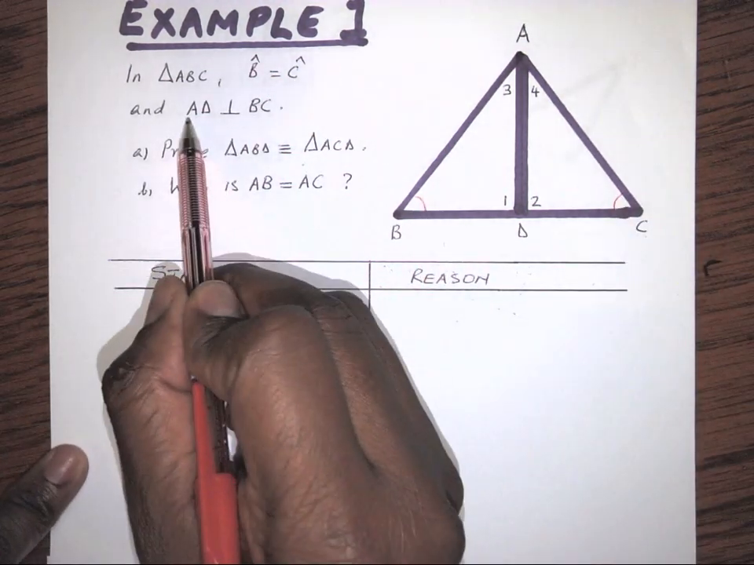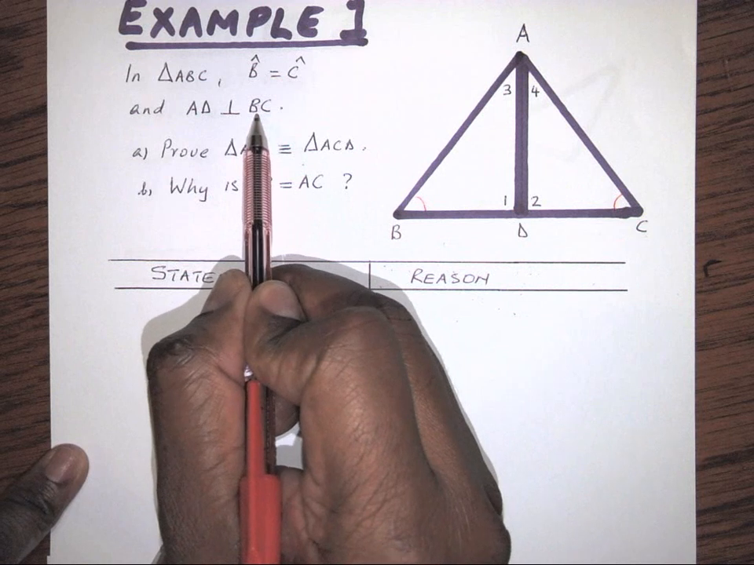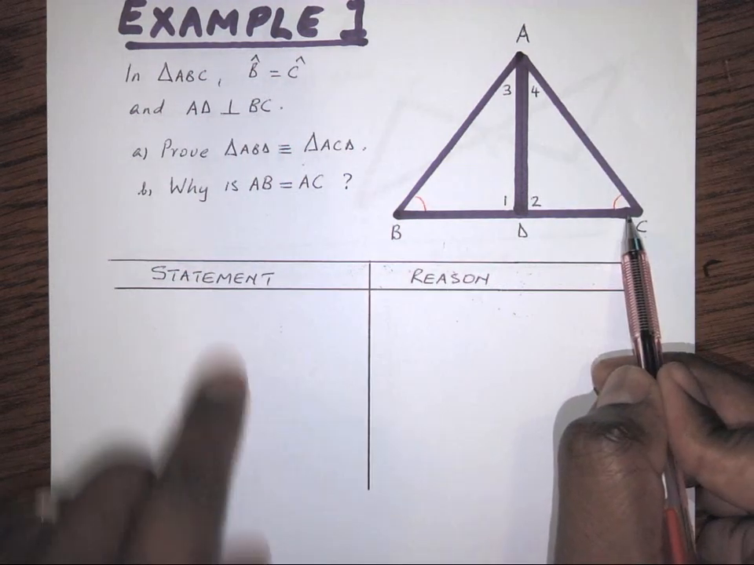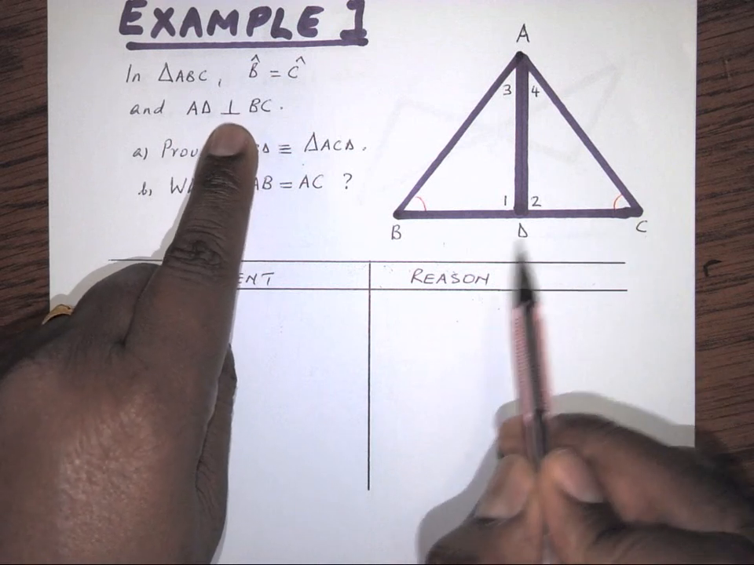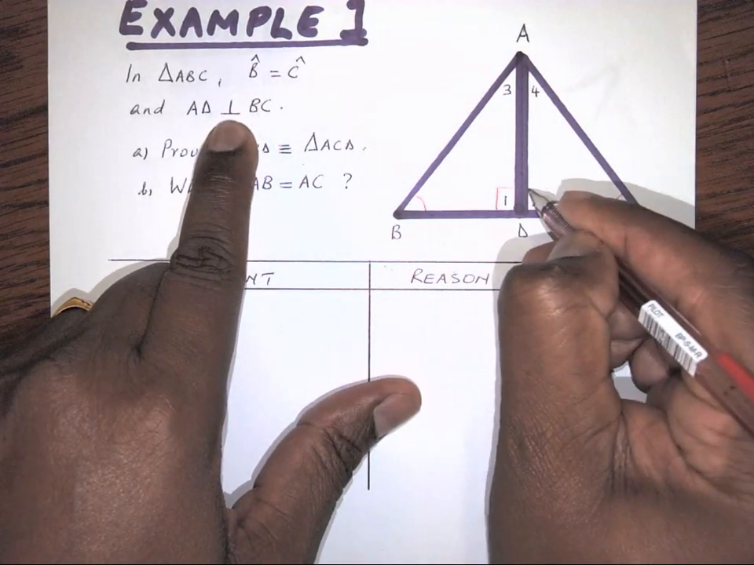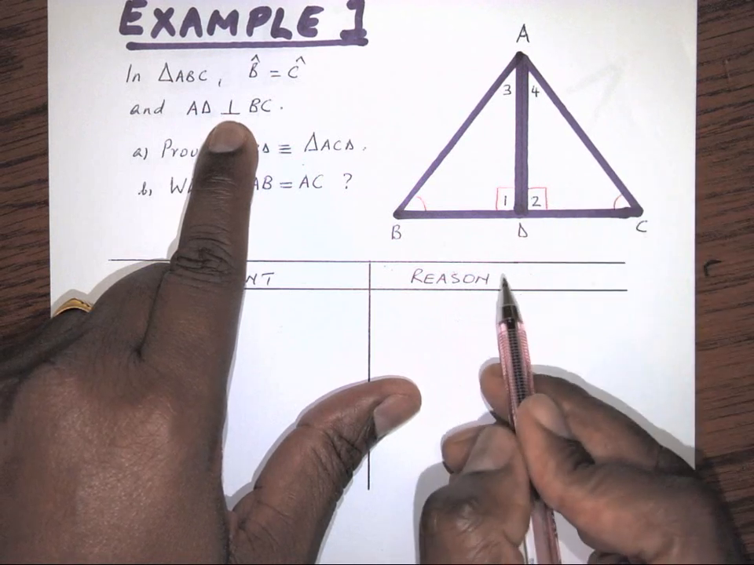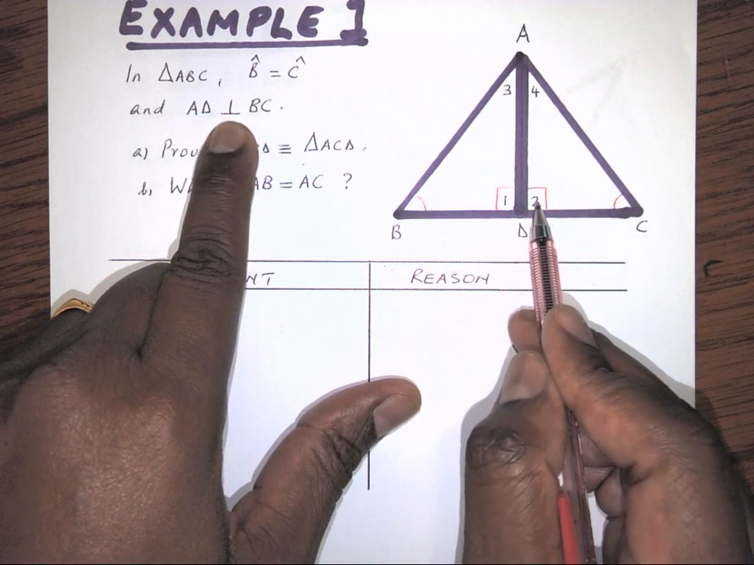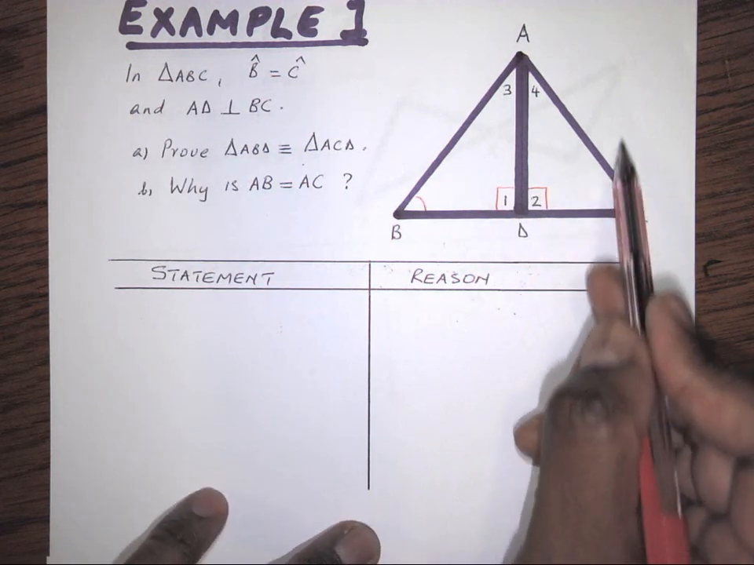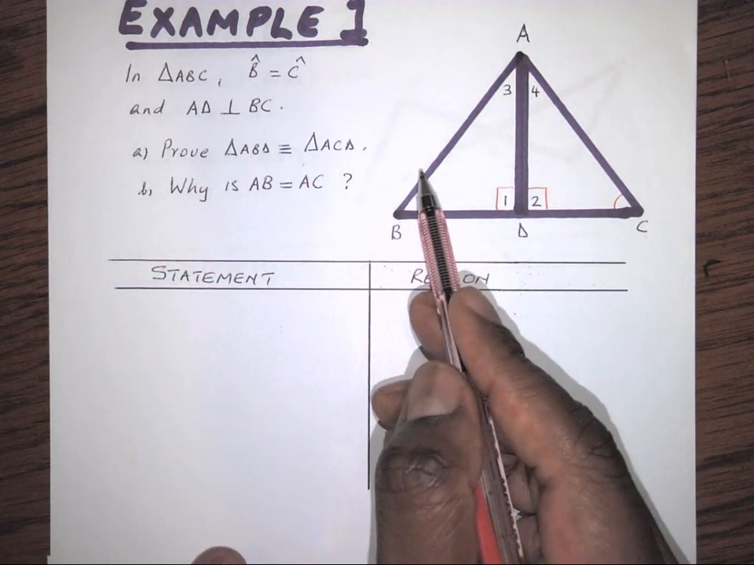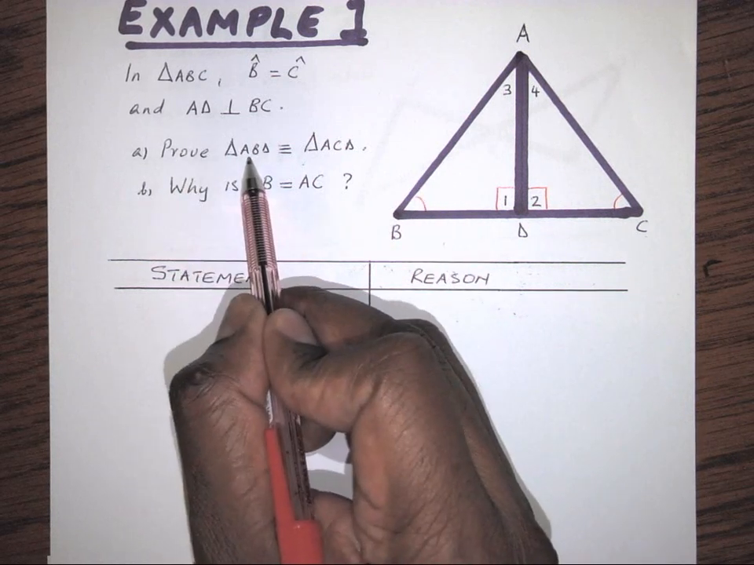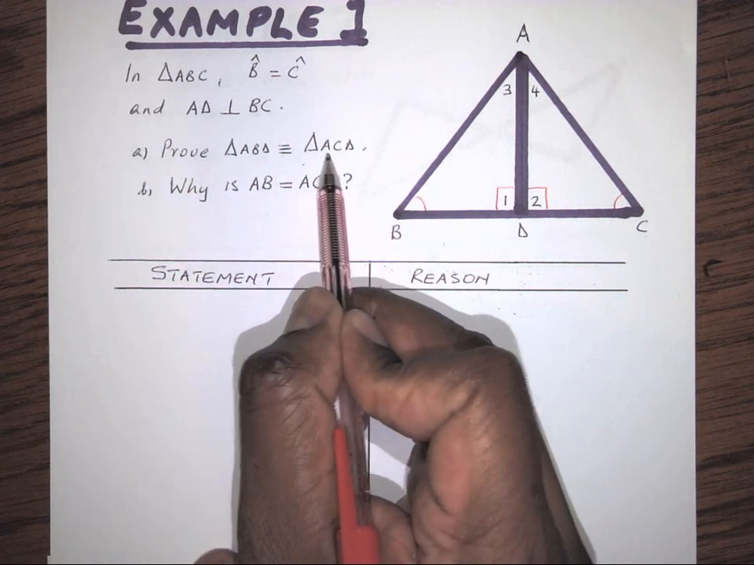The next one, AD is perpendicular to BC. The line AD is perpendicular to line BC. The perpendicular sign means that I've got an angle of 90 degrees there and an angle of 90 degrees there, which makes those two angles again equal. So when we look at this, that's what we have now. Let's look at the question. The question says, prove that triangle ABD is congruent to triangle ACD.